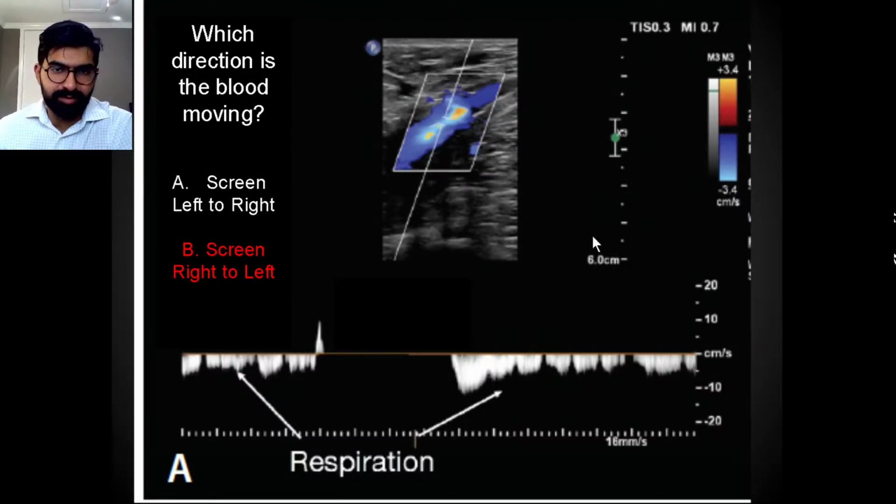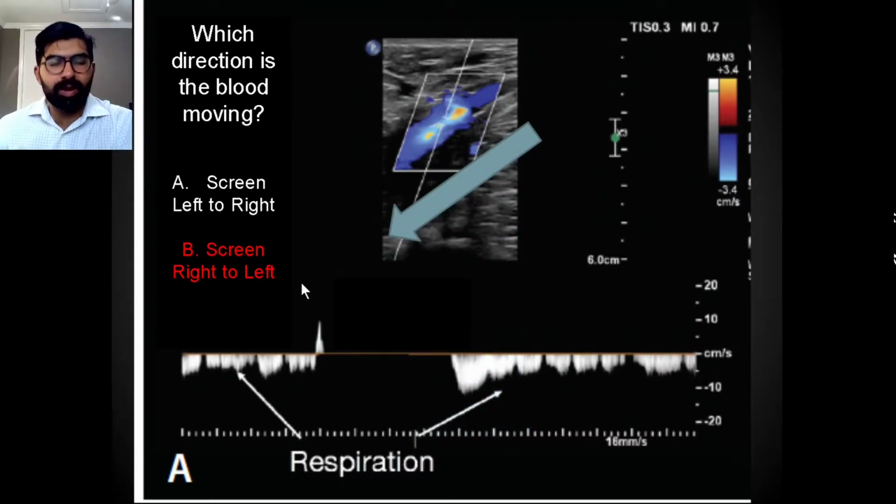Now, it's screen right, usually as you're looking at the monitor, to screen left. So why is this? Well, there's a couple of different reasons. So it's a venous study just based on the waveforms here, number one. Number two, if you look at the color bar here, it tells you that red is towards the probe and blue is away from the probe. And the probe, you can imagine, is up here. So as you're going away, the vector is going to be in this direction, which means screen right to screen left.